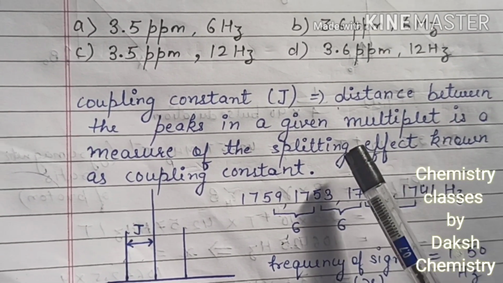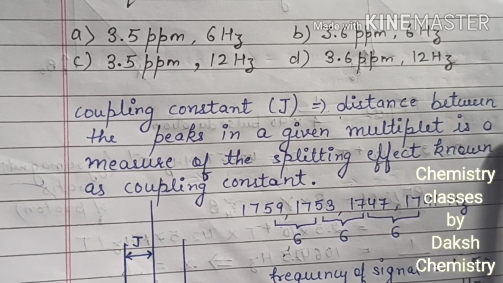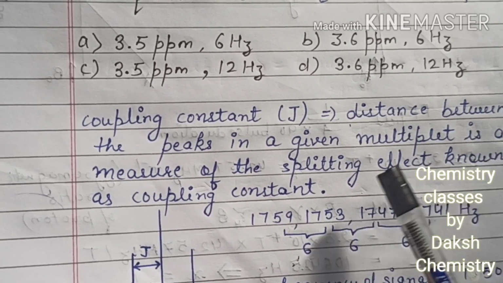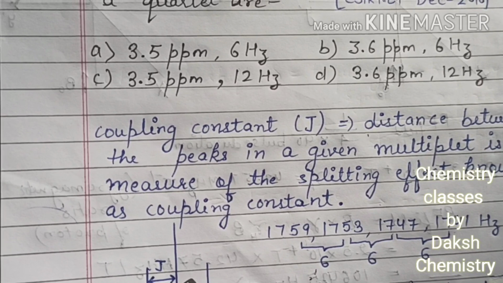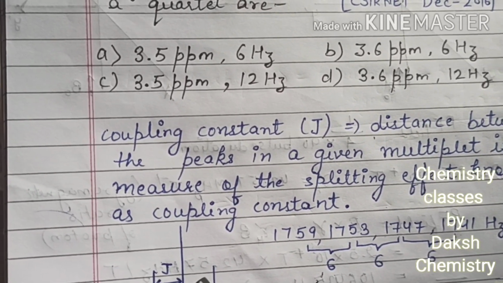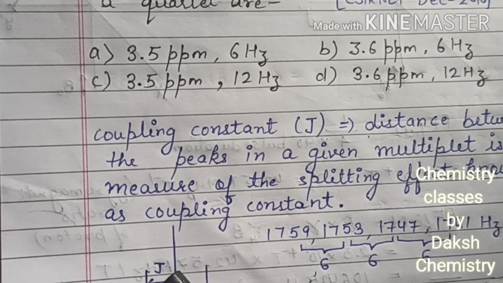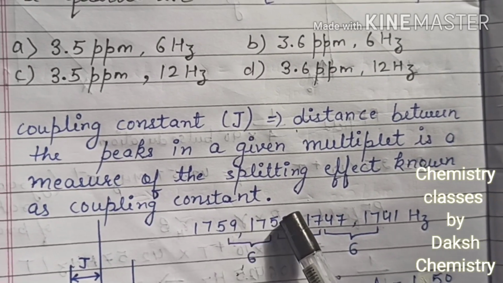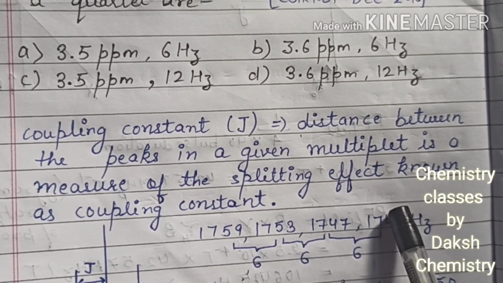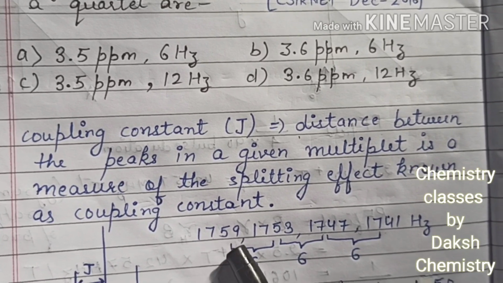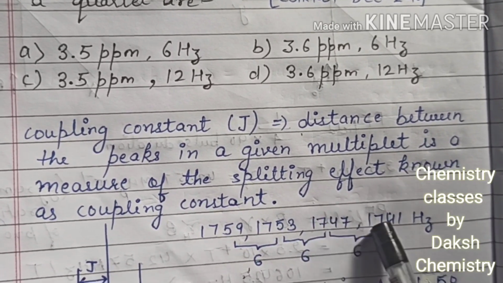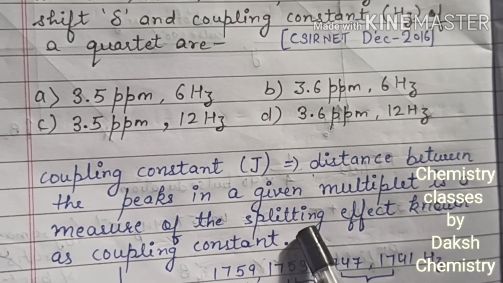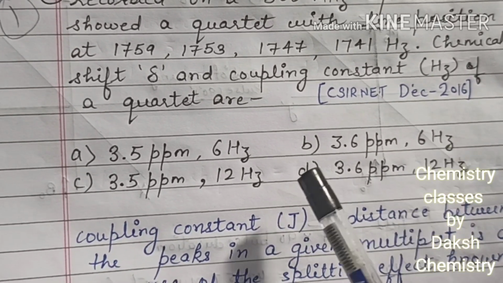The distance between the peaks in a given multiplet is a measure of the splitting factor known as the coupling constant. The distance between these two peaks is the coupling constant, the J value. We are given these four values for the peaks in the multiplet. Calculate the difference between them. We get 6, so the coupling constant is 6.